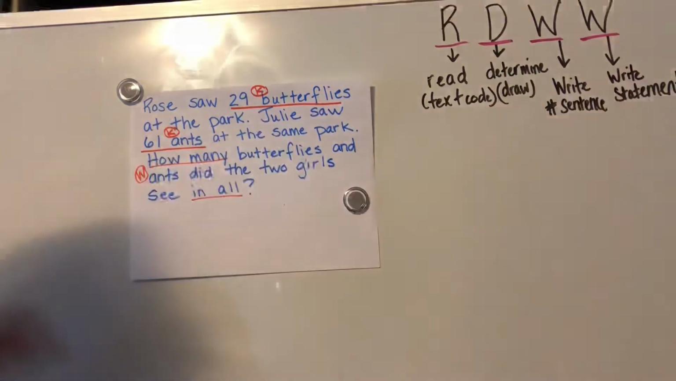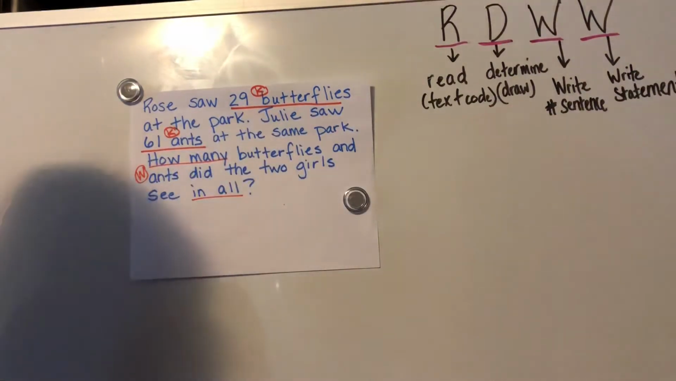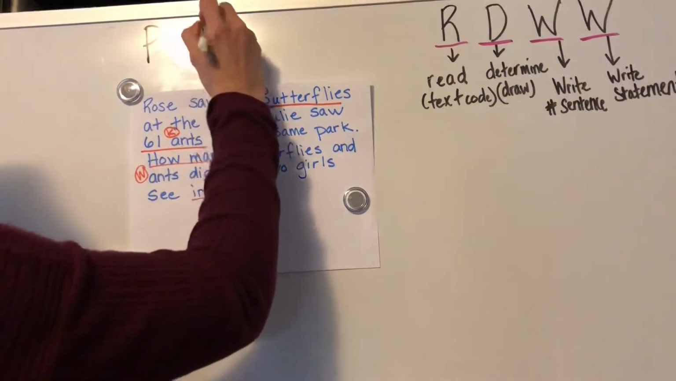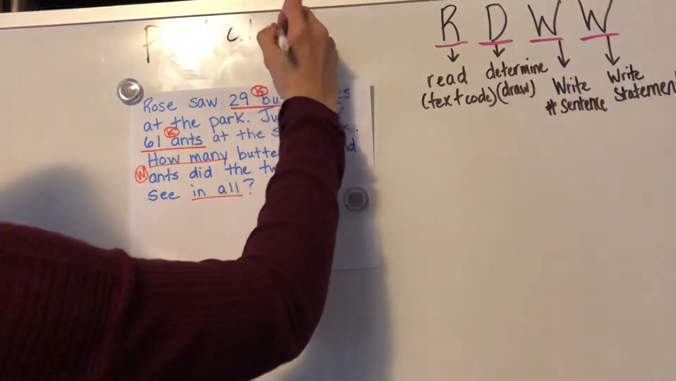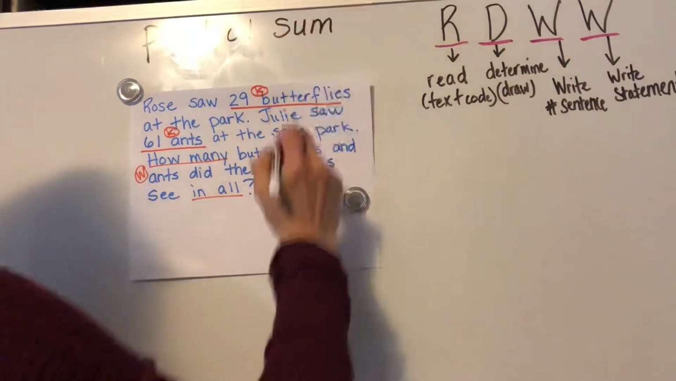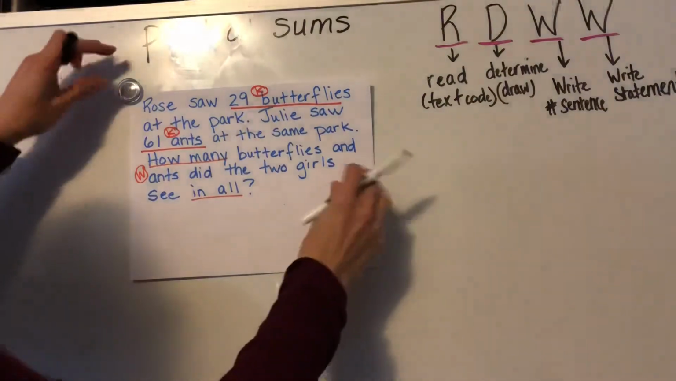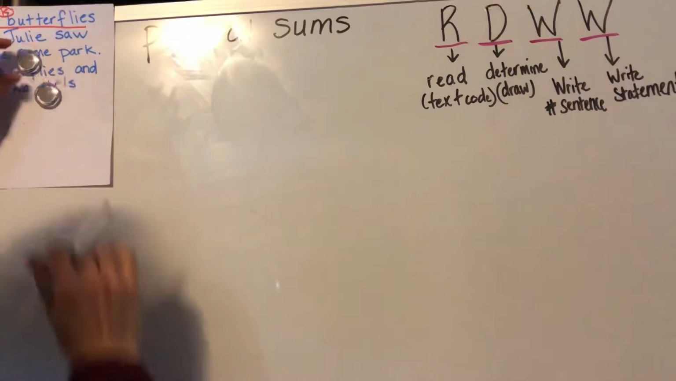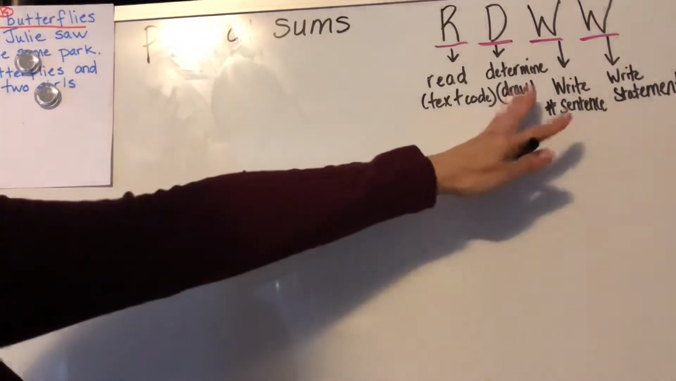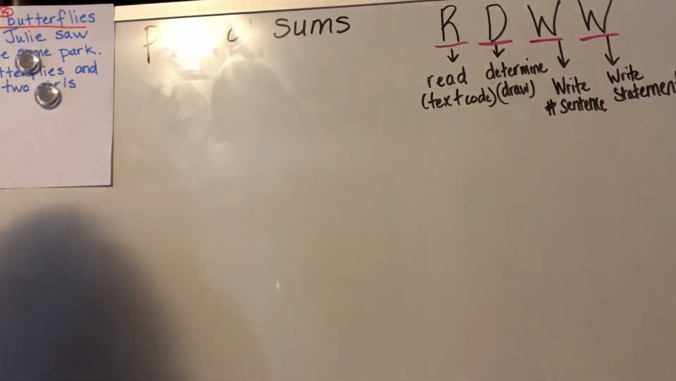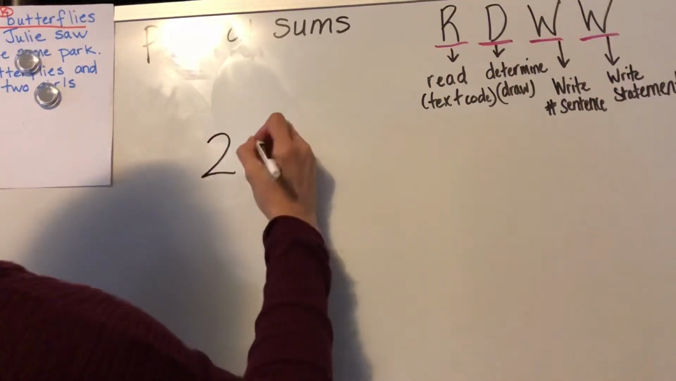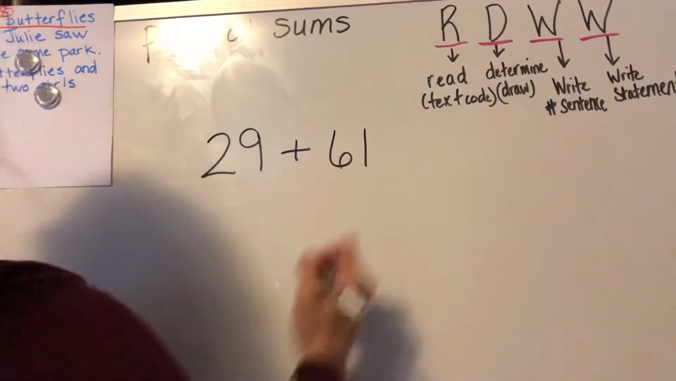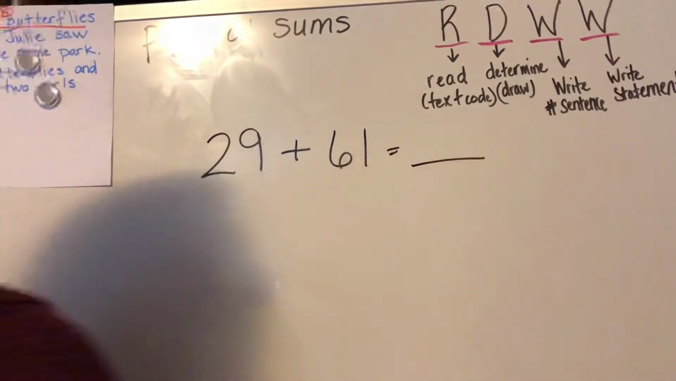Now, my drawing. I said we were going to use partial sums today, and we are. Partial sums is what we call this strategy of adding numbers together. So I'm going to put this up over here because we don't really need that anymore, and I'm going to stop my drawing. I'm going to use partial sums, so I'm going to put my numbers in. 29 butterflies plus 61 ants equals, and that's our mystery right there.